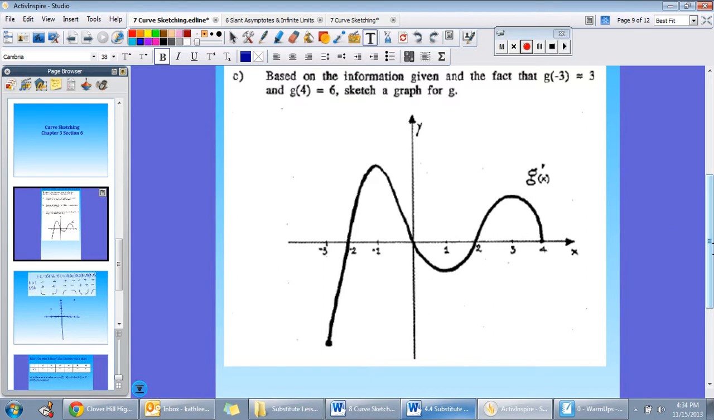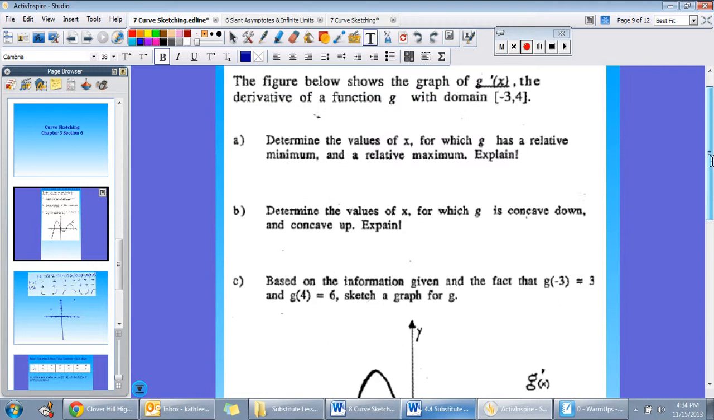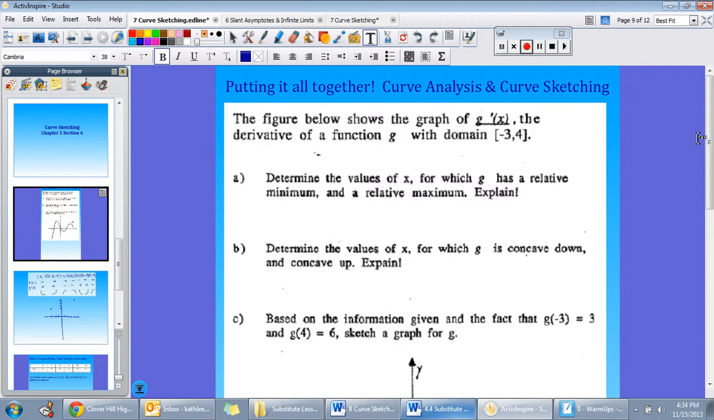And we want to be able to answer questions like, where does g have a relative minimum and a relative maximum? Where is g concave down? Where is g concave up? And then ultimately, at the end of that, we want to be able to sketch what a graph of g might look like given the information we can get from the graph of the derivative.